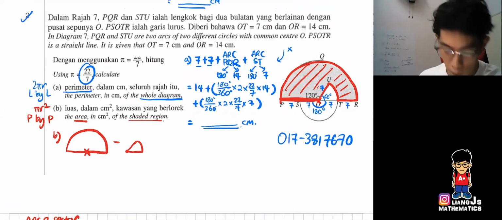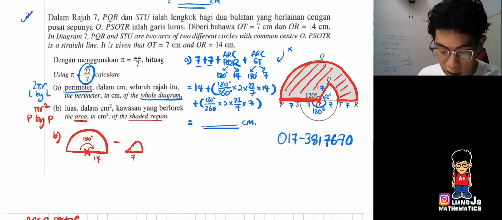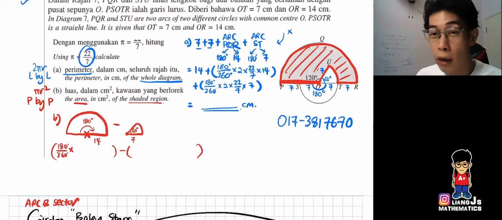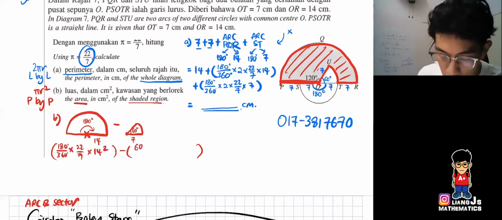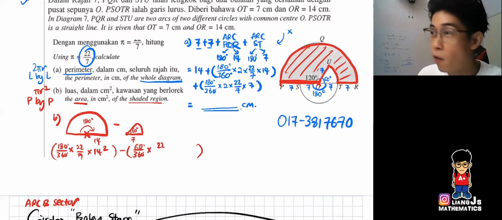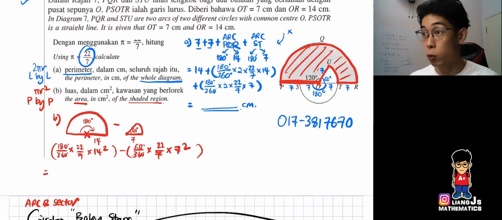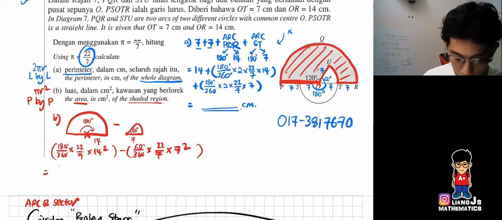So radius and angle, I fit it inside: you get 14 and 180, and the small one is 7 and 60, right? So bracket minus bracket, 180 over 360 times the standard workings, 22 over 7 times 14 squared, minus 60 over 360 times the standard, fill in the blanks. Can you see that? Then why not I type it out as well, so you can see whether your answer is the same as mine. Everything is about fill in the blanks.